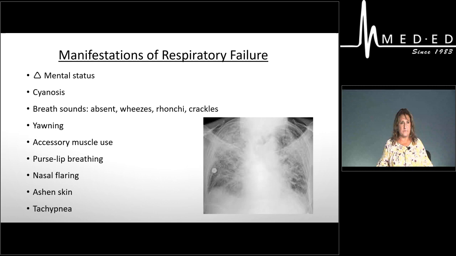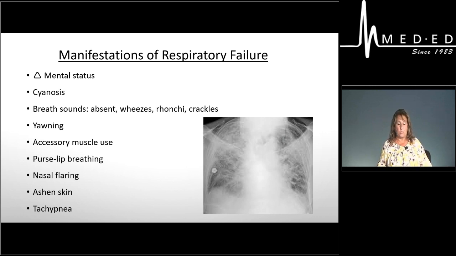The manifestations of respiratory failure, probably the biggest one is a change in mental status. So they were alert 3 hours ago and now they're confused. Is that significant? Of course it is. Is it significant because they're in respiratory failure, or is there something else going on? Until you do further investigation, you might not know, but it's a cause for concern that you need to investigate. So change in mental status, a lot of times it's due to all that CO2 building up.